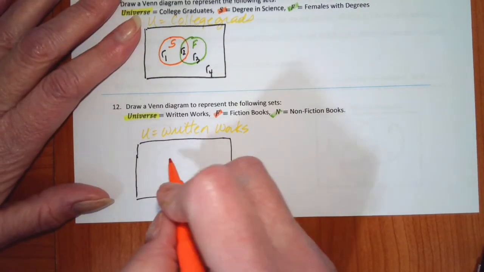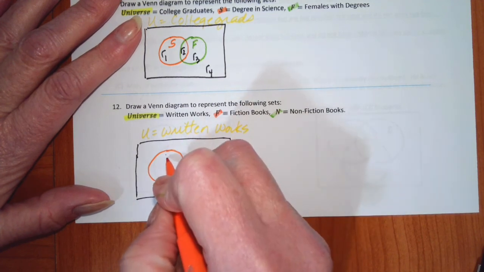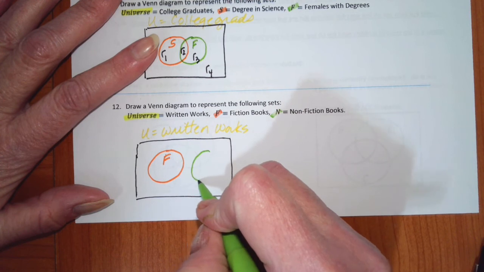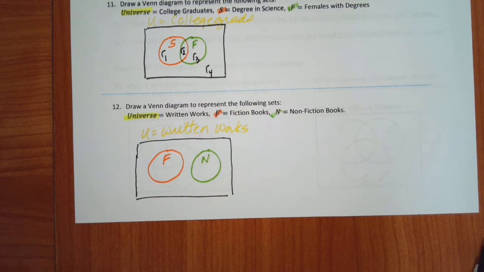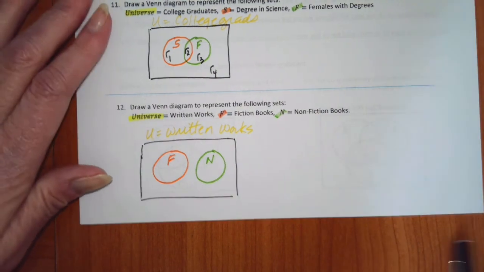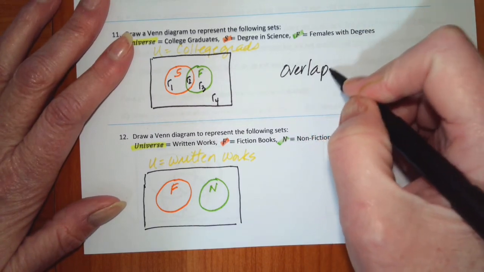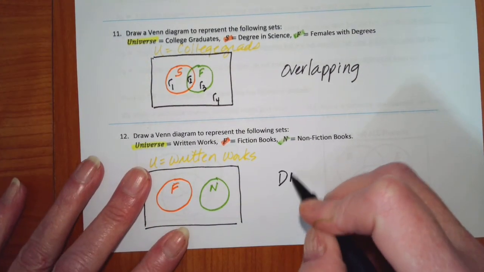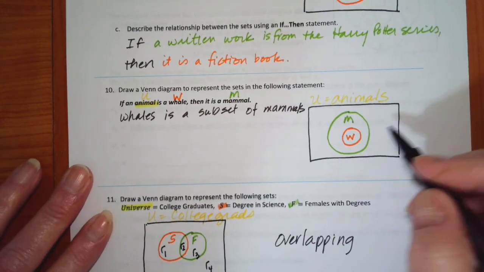So this is going to be a disjoint set because they will not overlap. So we'll call this our fiction, and we will call this, notice they do not overlap, our nonfiction. Okay. So this is an example of overlapping, and this is an example of disjoint, again just to refresh you. And then this is going to be a subset.